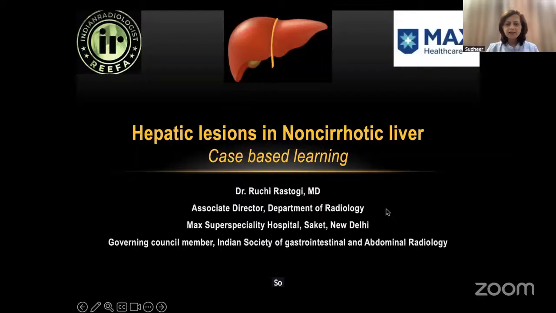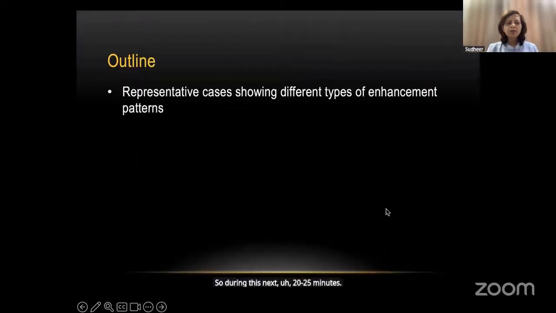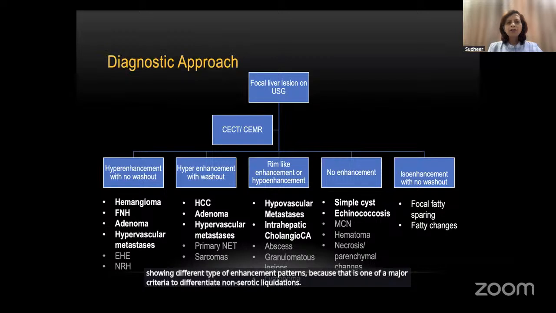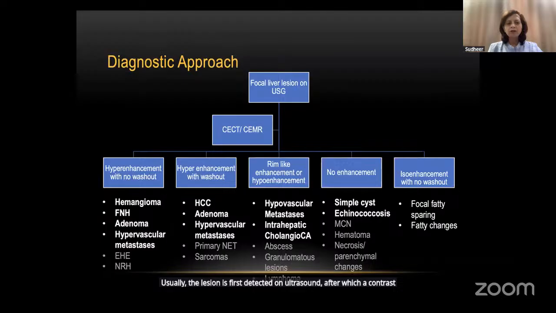During the next 20-25 minutes, we'll see some representative cases showing different types of enhancement pattern, because that is one of the major criteria to differentiate non-cirrhotic liver lesions. Usually the lesion is first detected on ultrasound, after which a contrast-enhanced CT or MR is performed. On these scans, the lesion is categorized based on the enhancement pattern into one of these categories.